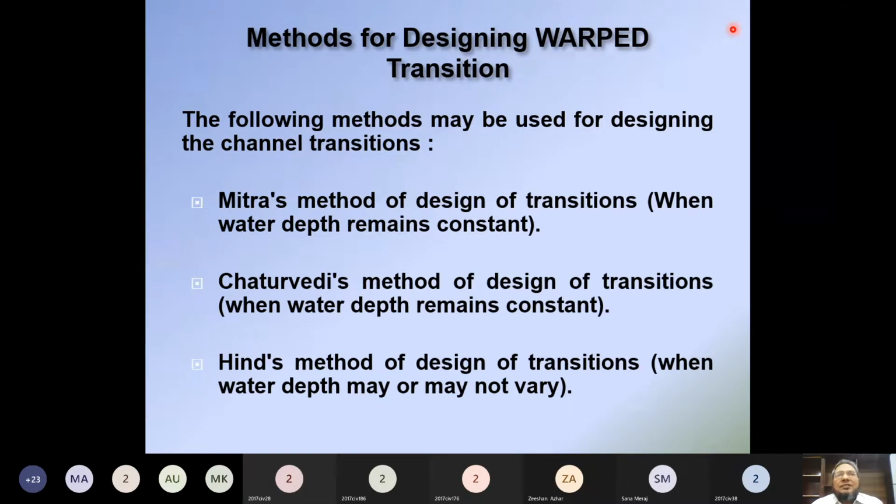Which ones are they? One is the super passage, and the second is siphon super passage. And then what are the type 3 structures, in which the bed levels of the canal and of the stream or drainage are more or less the same and their waters can be intermixed?